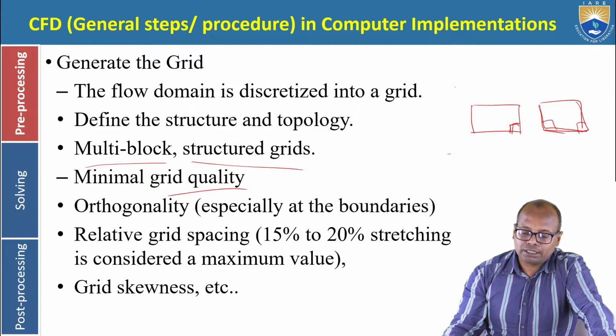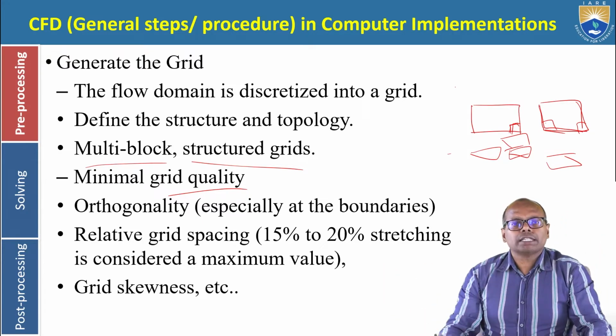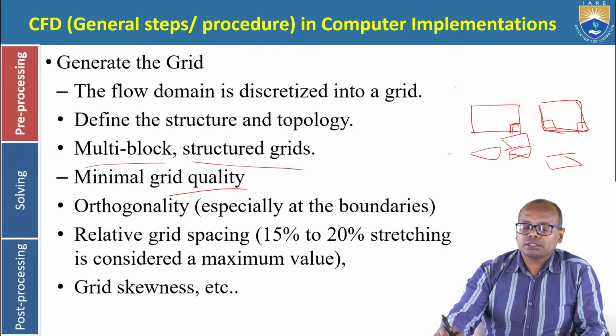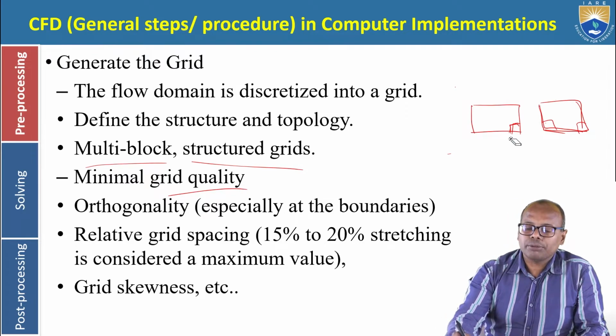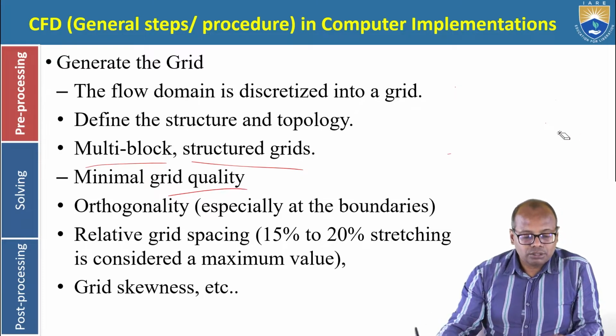Then the skewness, in the sense that the grid is elongated or extended in one direction, then it is called skewness. So the orthogonality and skewness are all dependent.